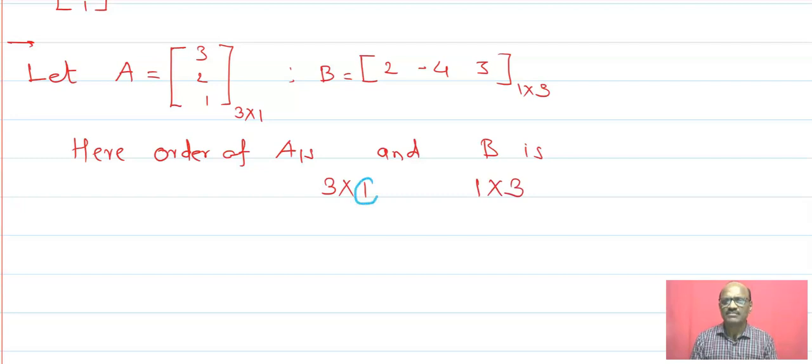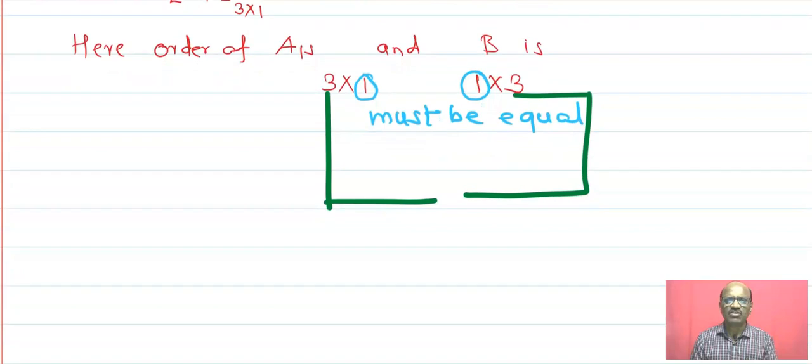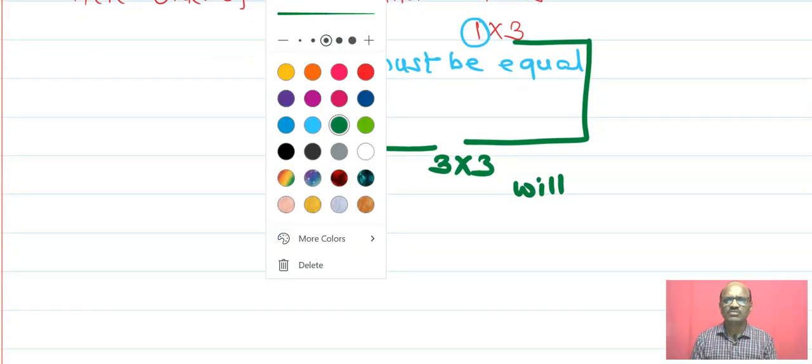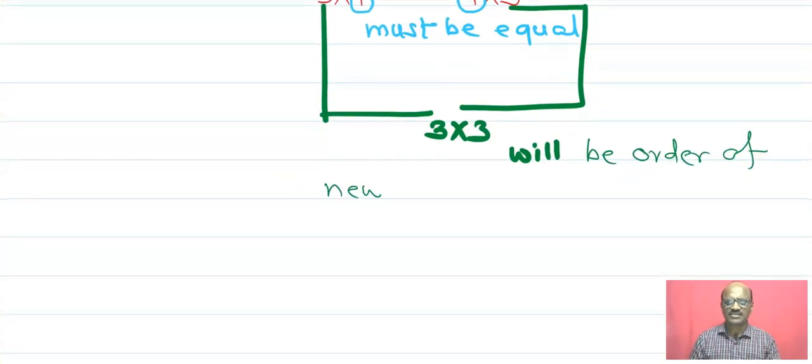Now always when we want the product, these two numbers, which are in blue ink, must be equal. That is, the column of the first matrix and the row of the second matrix must be equal. And what is the order of their product? The order of their product is 3 by 3, which is the rows of the first matrix and the columns of the second matrix, and that will be the order of the resulting matrix.